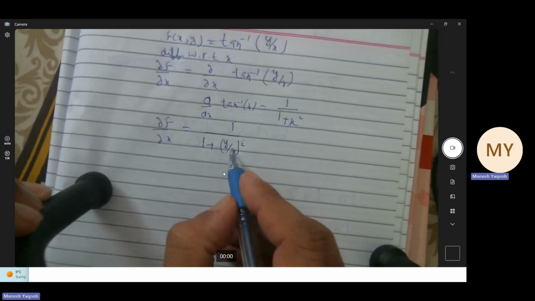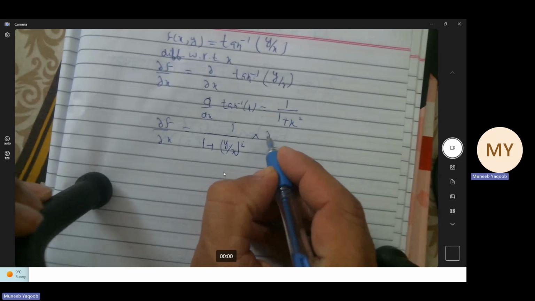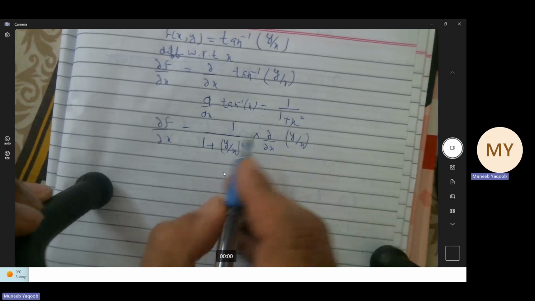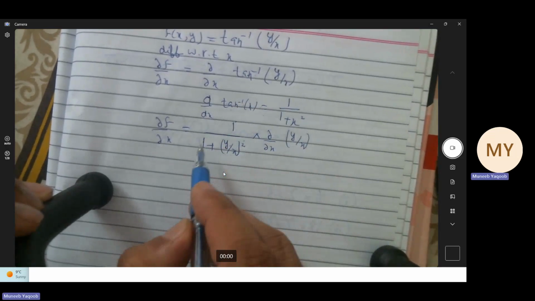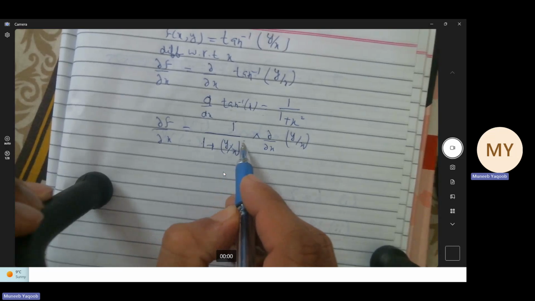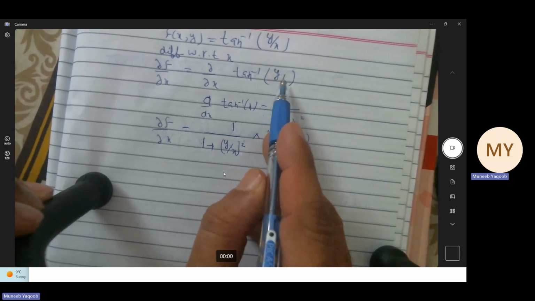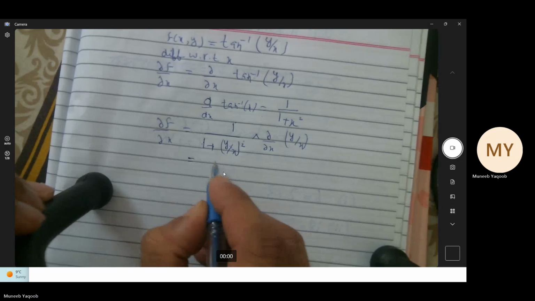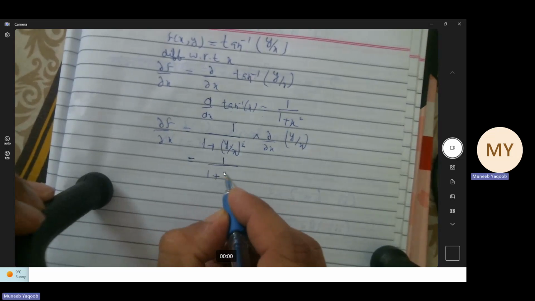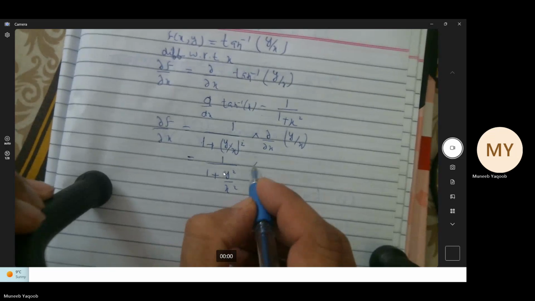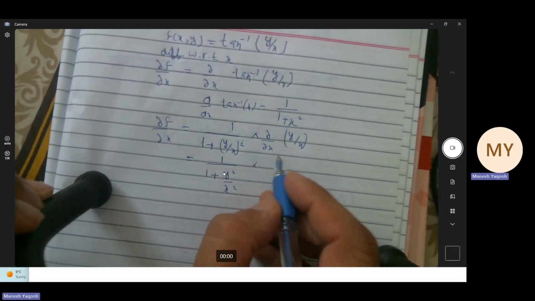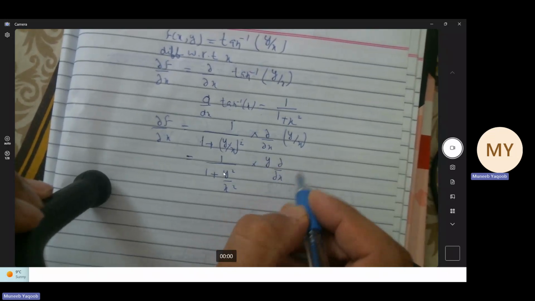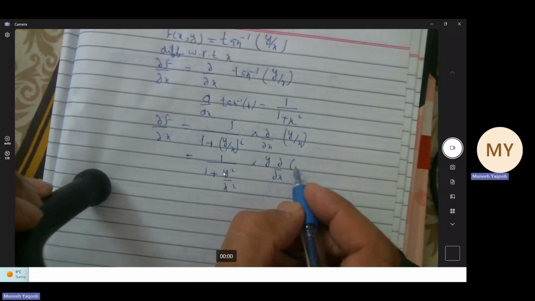But since it is not a simple x, so we need to multiply with its derivative. Okay, the derivative of x is 1 over 1 plus x square. But since it is not a simple x, rather it is y upon x, so we need to multiply with its derivative. Now in the next step, we will open the bracket in the denominator. And here, since we are differentiating with respect to x, so y is constant, so we will take y out of the differentiation, and we will remain with del by del x of 1 over x.